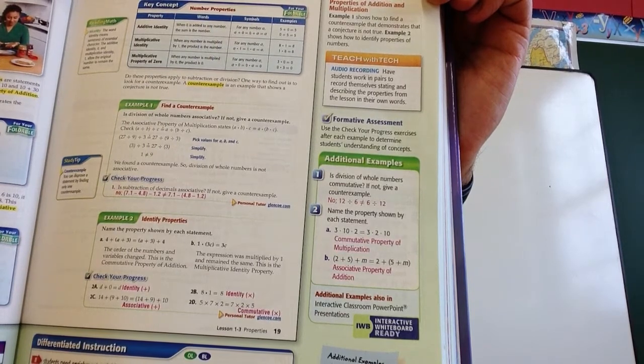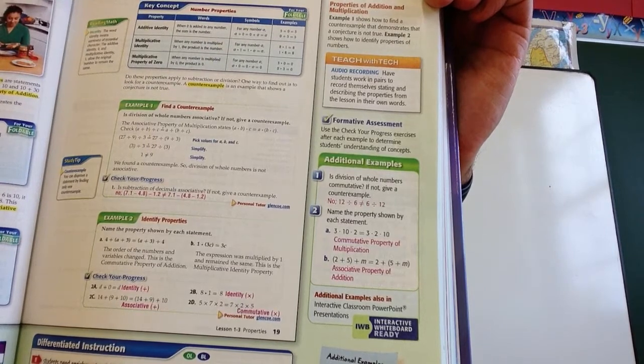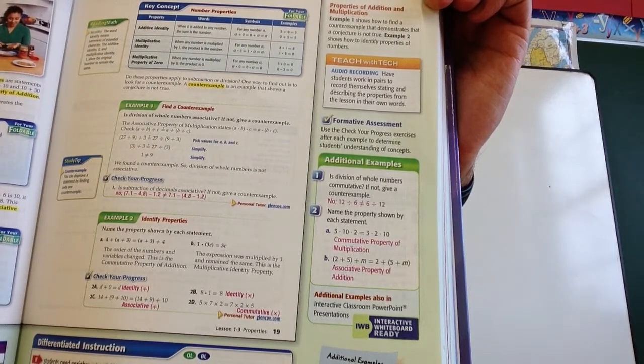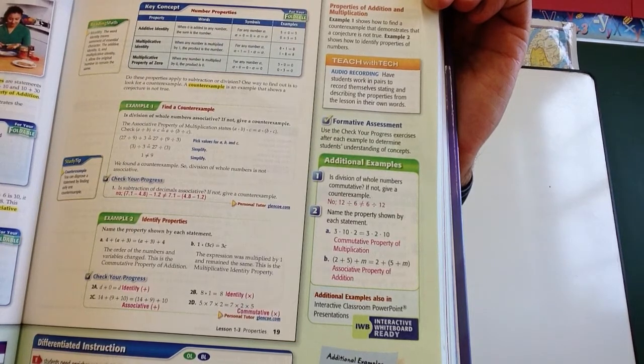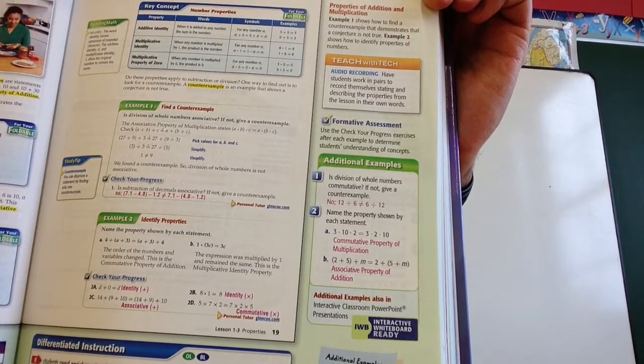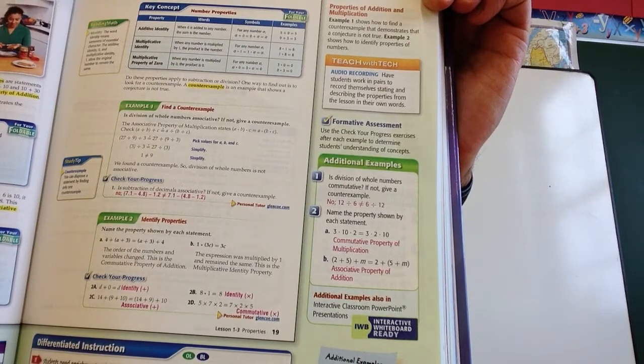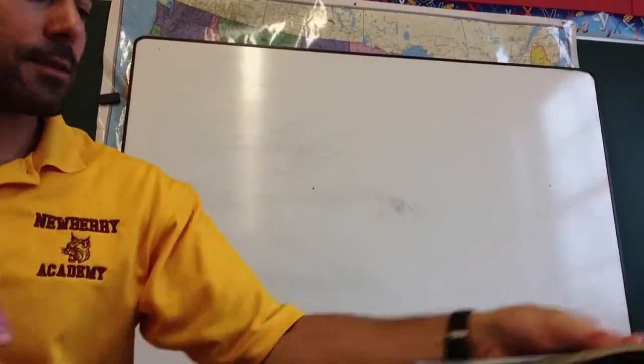The multiplicative identity talks about multiplying 1 times a number, and it doesn't change the value of a number. So 5 times 1 is still 5. And the multiplicative property of 0 says if you multiply a number times 0, it will equal 0. So 3 times 0 is still 0. All right, let's practice some of these.